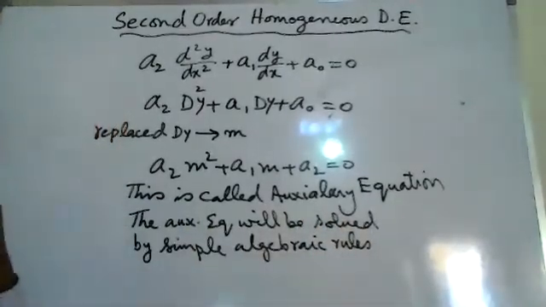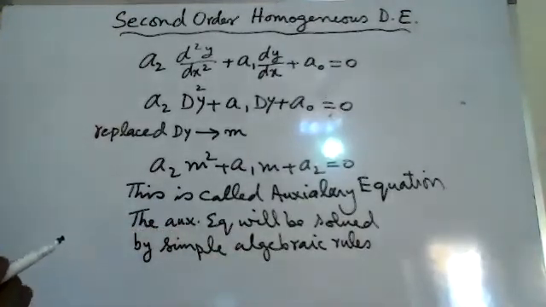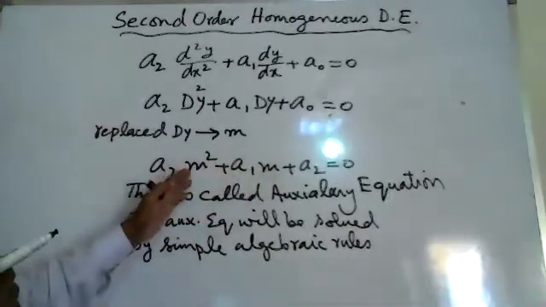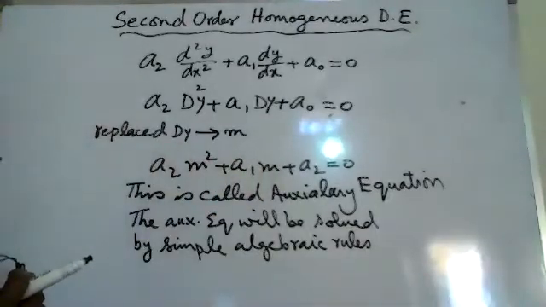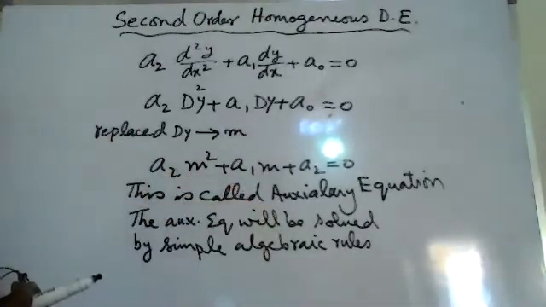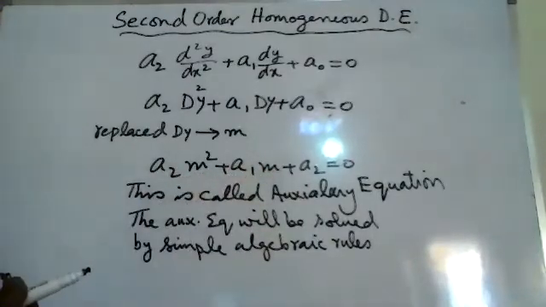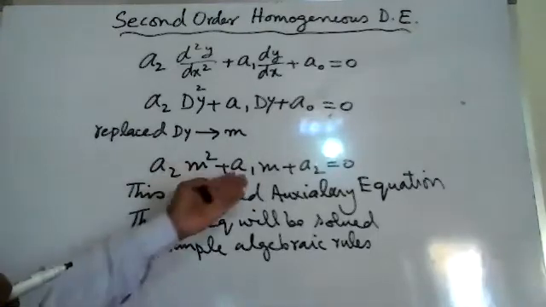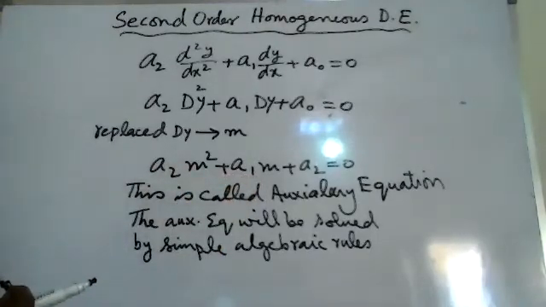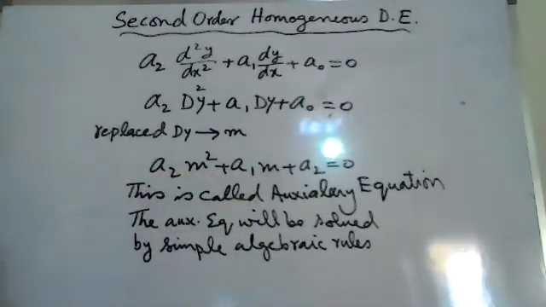So this auxiliary equation will be solved by simple algebraic rules. This is a quadratic equation. It may be solved by the quadratic formula, or by the factor method. If it is factorable, we may use the factor method. If the factor method is not applied, we may use the quadratic formula to solve this quadratic equation.